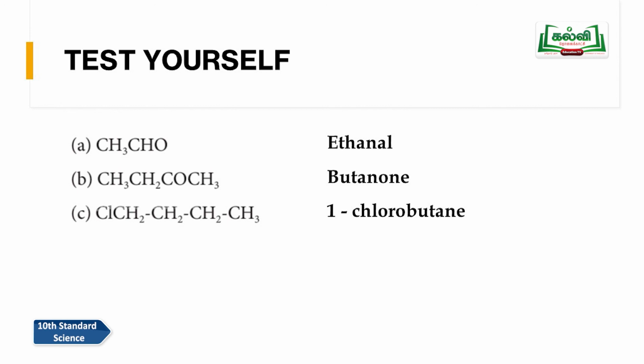And Cl, CH2, CH2, CH2, CH3. So, here you have to number the carbon atoms. Numbering should be from left to right. I hope you got it. It should be from left to right. Totally, how many carbon atoms are there? There are 4 carbon atoms. Nature of bonding, all single bonds. Therefore, it is a derivative of butane, in which the Cl is present on the first carbon atom. Therefore, the name of this compound is 1-chlorobutane. Chloro, substituent on first carbon atom. So, 1-chlorobutane. So, this is how you name this compound.